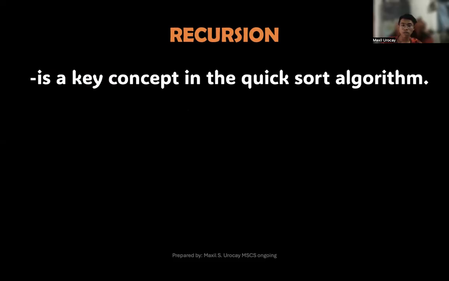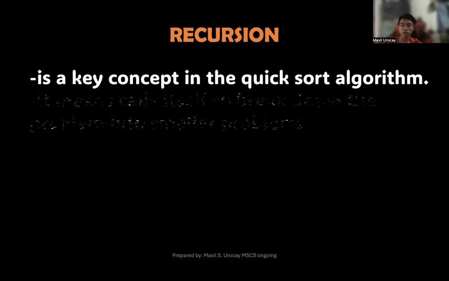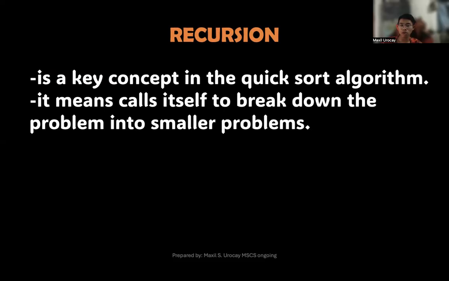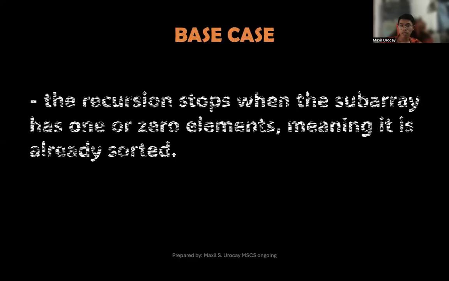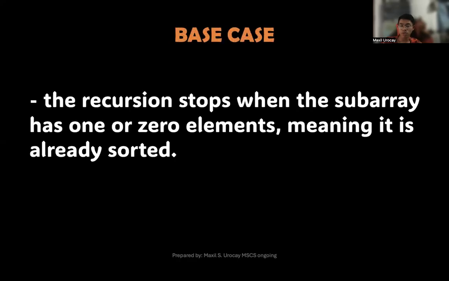So let's actually define recursion. It is a key concept in the quicksort algorithm that we are using. It means calling itself to break down the problem into smaller problems. So we are doing that over and over again so that we can sort down to the base case. The recursive case is that the function partitions the array and then recursively sorts the left and right subarrays. The base case is that the recursion stops when the subarray has 1 or 0 elements, meaning it is already sorted. So that's basically explainable.